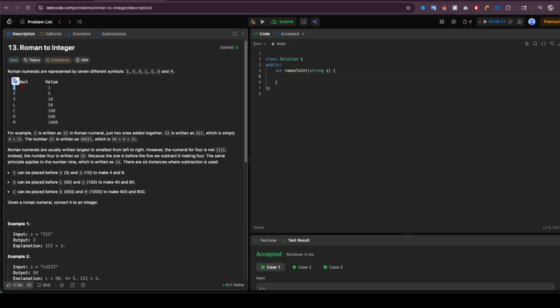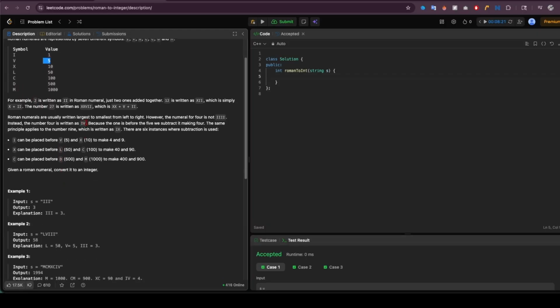For example, I is going to be equal to 1, V going to be equal to 5 and so on. But the thing is, in Roman numbers, if we have IV, this number is going to be equal to 4, because we need to calculate this one by taking the second one minus the previous one. So we have 5 subtracted by 1.